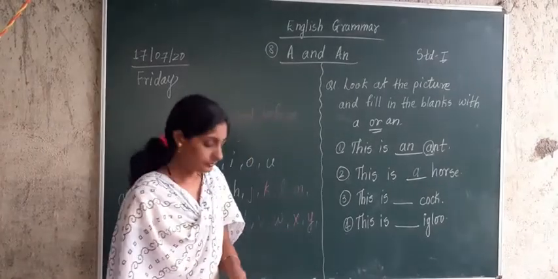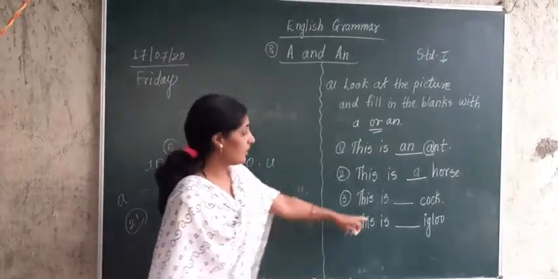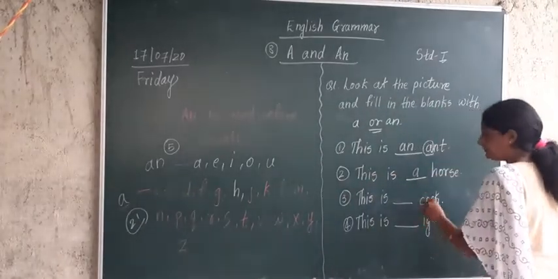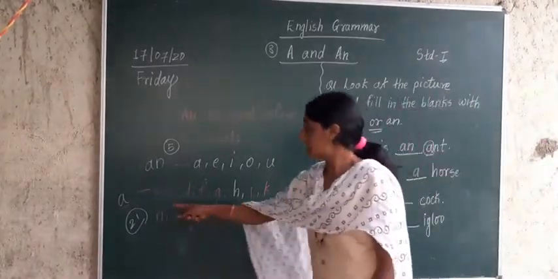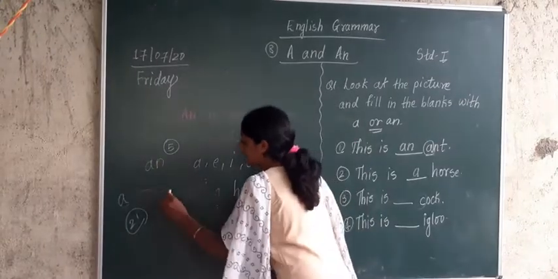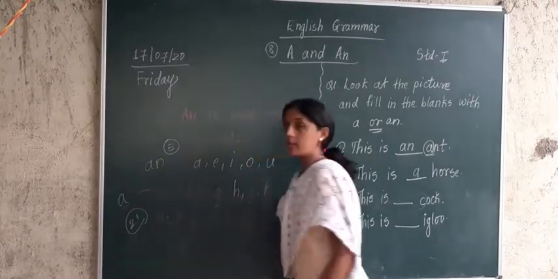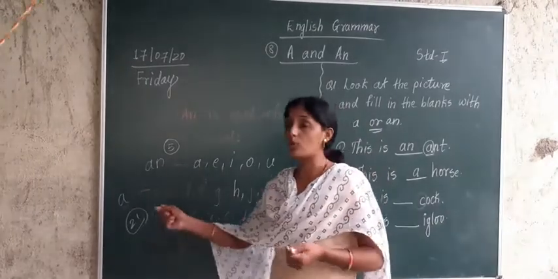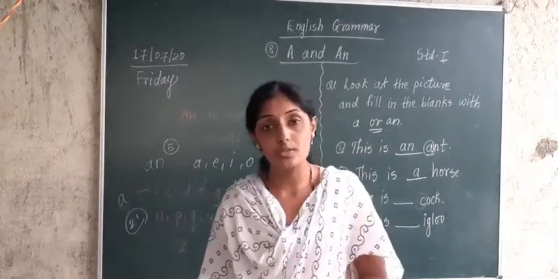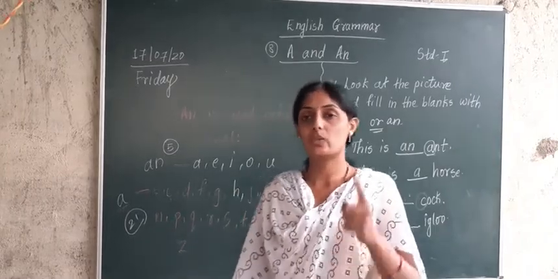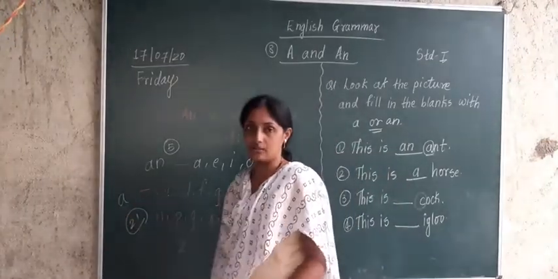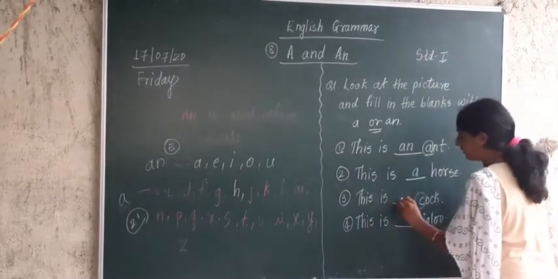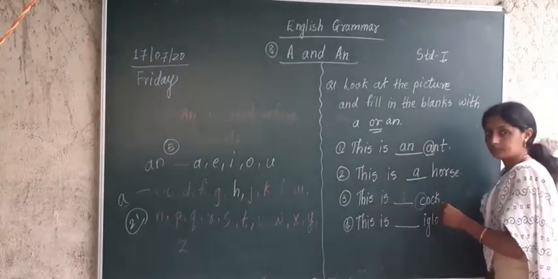Third one, this is cock. Now what is the letter C? Come on, find out here. The letter C is also a consonant. Then before consonant words, what do we use? Before consonant words, we use the article A. Understood? So here I am going to write down, this is a clock.